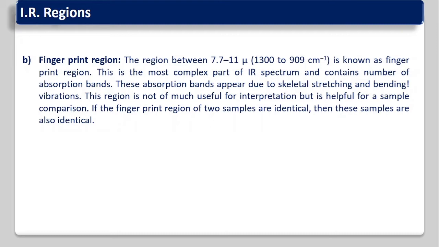But this region is very useful for comparing samples. If two samples have the same spectrum in this region, then these two samples are one and the same. It's like the fingerprints of a man. No two persons have the same fingerprints. Similarly, no two organic compounds have the same spectral bands in the fingerprint region. So this is useful for the comparison of a known sample to an unknown sample.